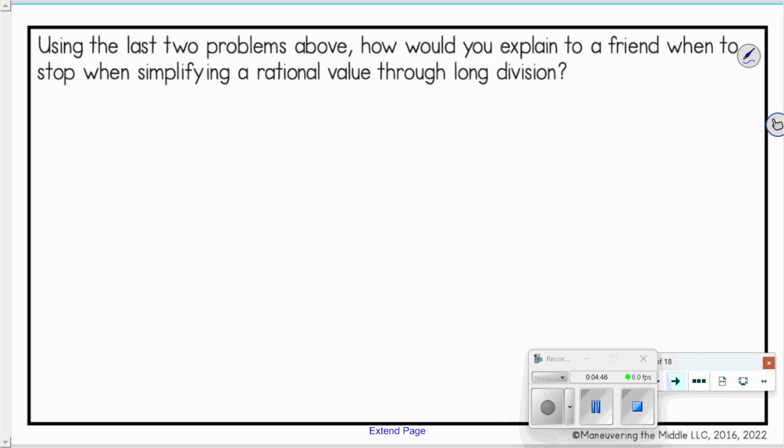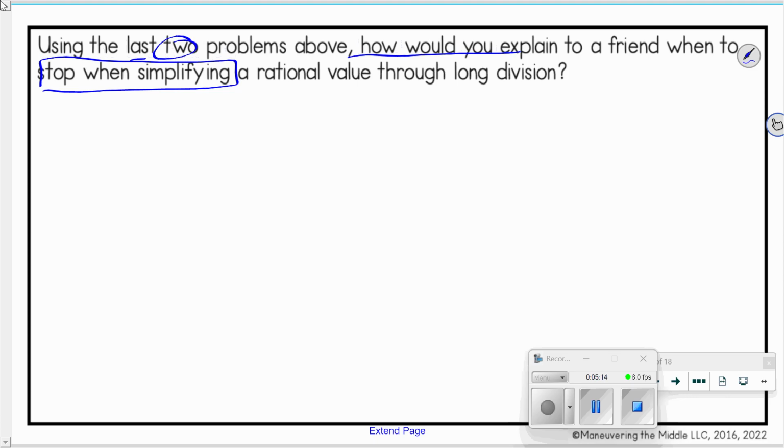Okay? On this one, using the last 2 problems, how would you explain to a friend when to stop simplifying a rational value through long division? How do I know when to stop, Shane? I know that's what you're talking to Ryan about. I don't want to stop simplifying. So, what do you mean by that?